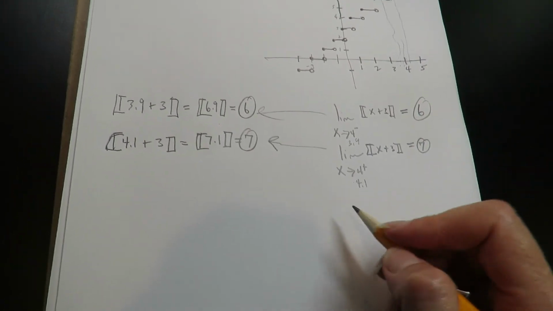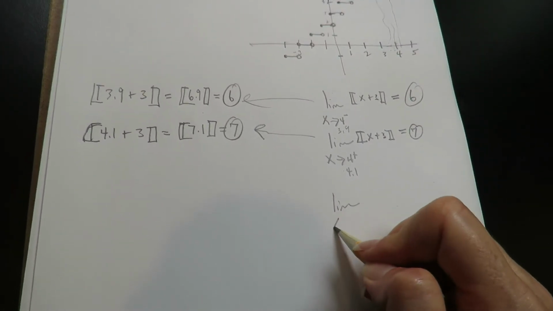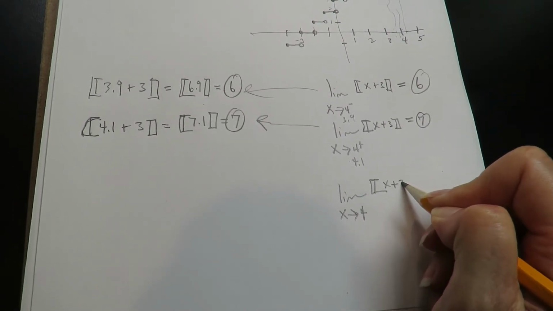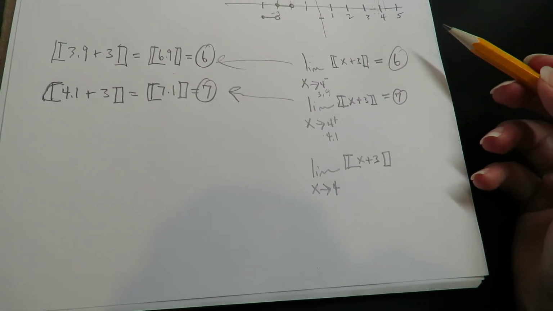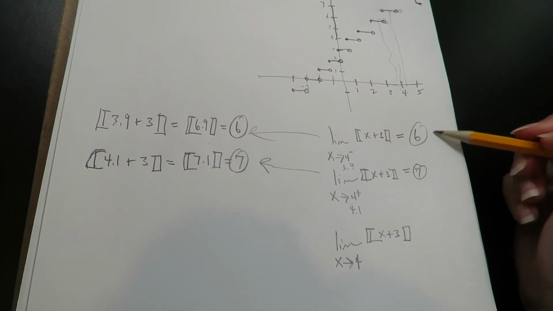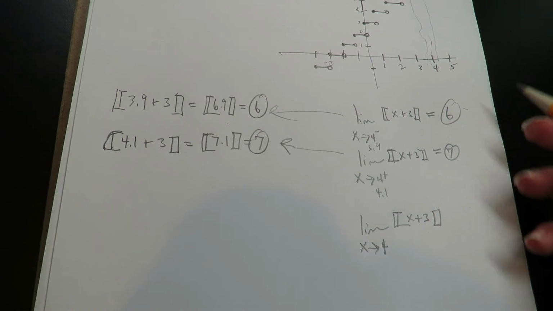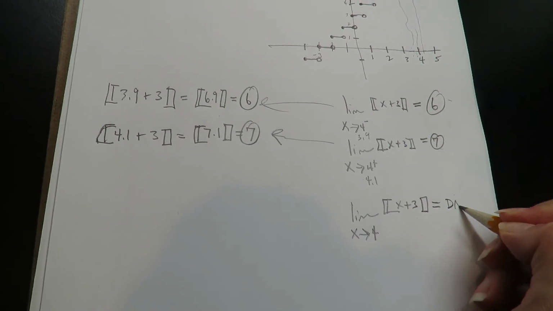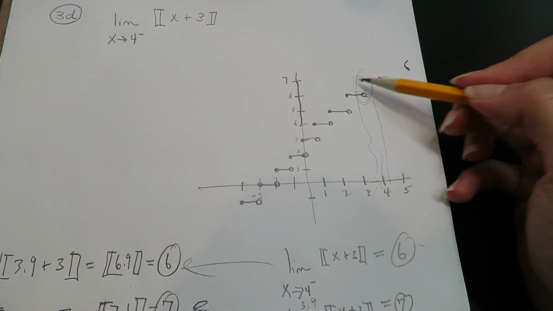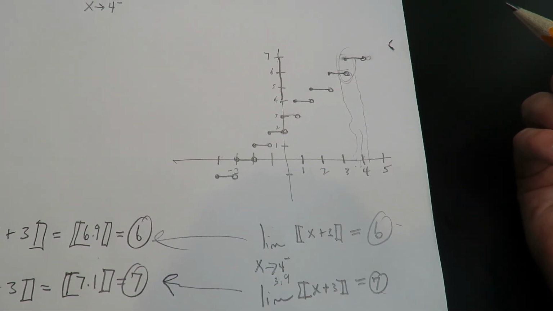And then, therefore, just to go all the way with this now, if I had asked what was the two-sided limit, because on the left it's 6, on the right it's 7, that would mean the two-sided limit was D and E, because there's a gap at 4, okay?